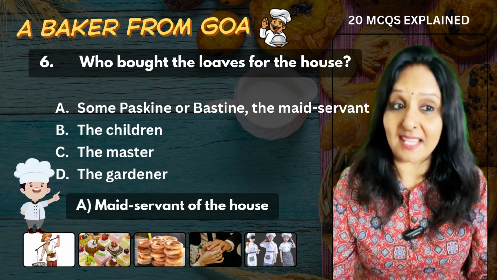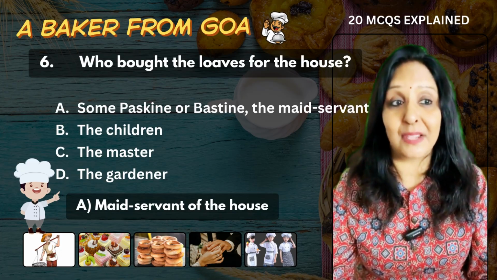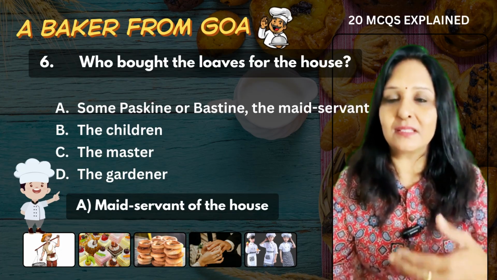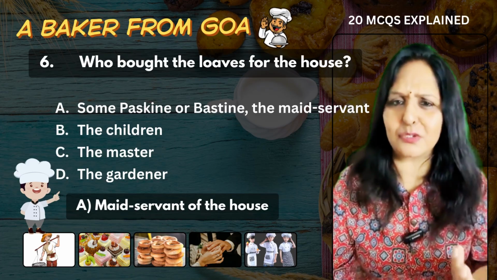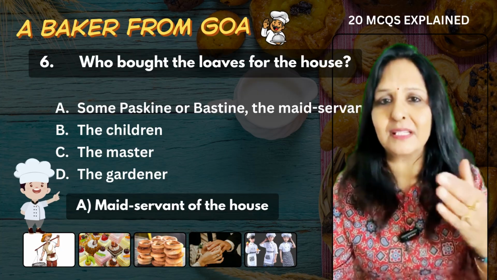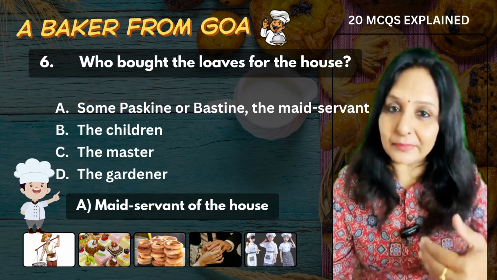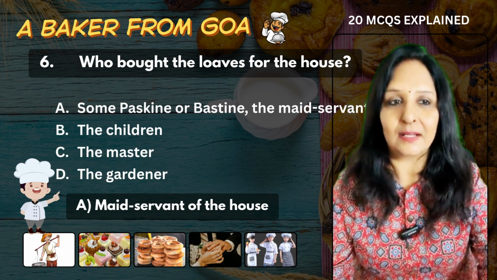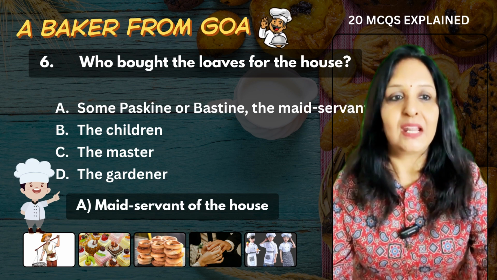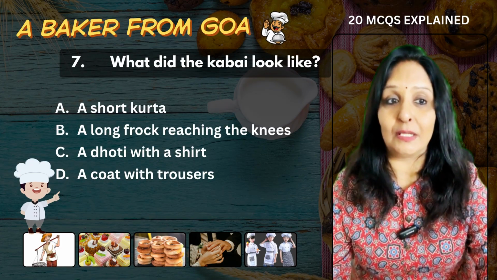Now, the answer is A, Paskin or Bastin, the maid servant of the house. So here, the servants often used to go and collect it, and it could be the lady of the house also probably, but the servants usually used to take it. The lady of the house could have a conversation probably, but the servant would collect it and keep it in the kitchen or wherever.